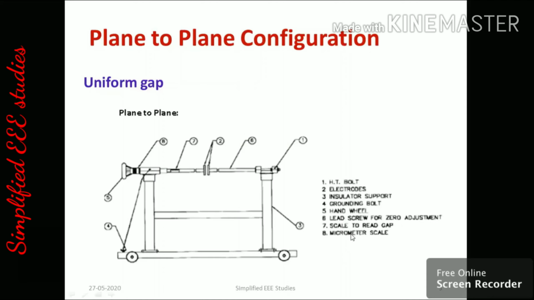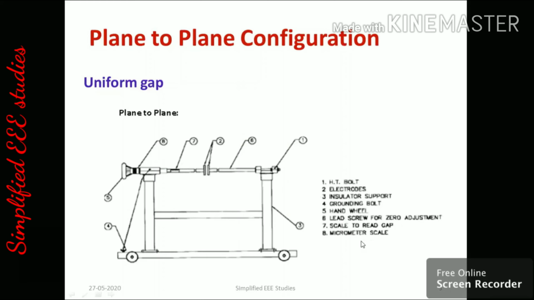Now, lead screw for zero adjustment. Regarding the sixth one, you can observe this is a lead screw with which you can do the zero setting. Initially you have to perform zero setting. I will tell you why zero settings are required and what the importance of zero settings is. So the lead screw arrangement is for zero setting adjustment. Then the seventh one is the scale. One main scale is available here. Main scale. Similarly, there is another scale available here.